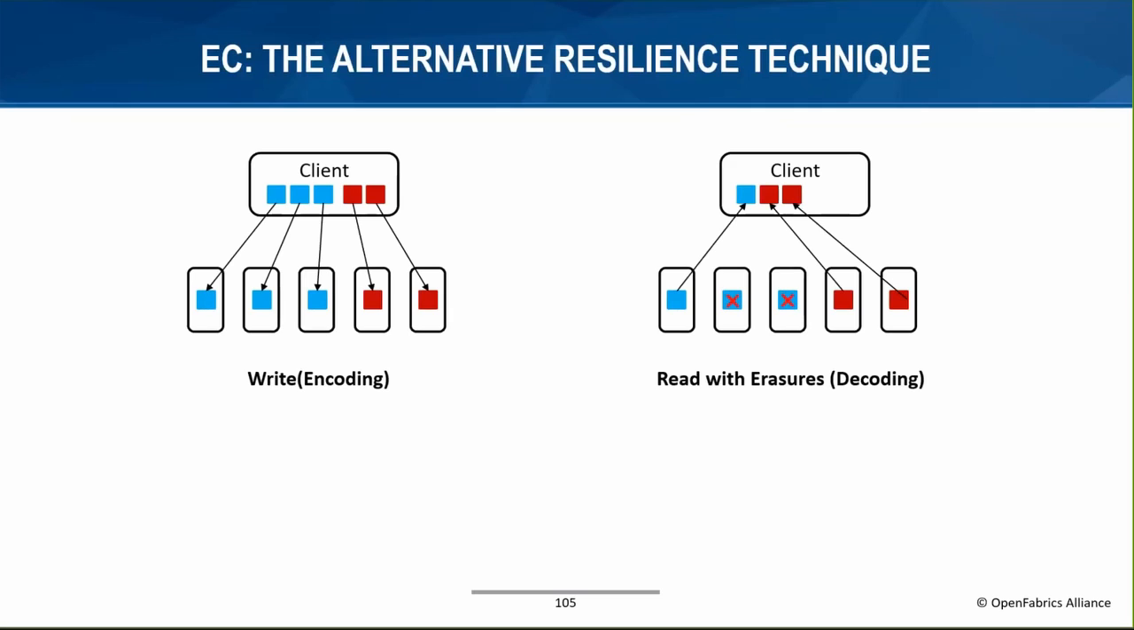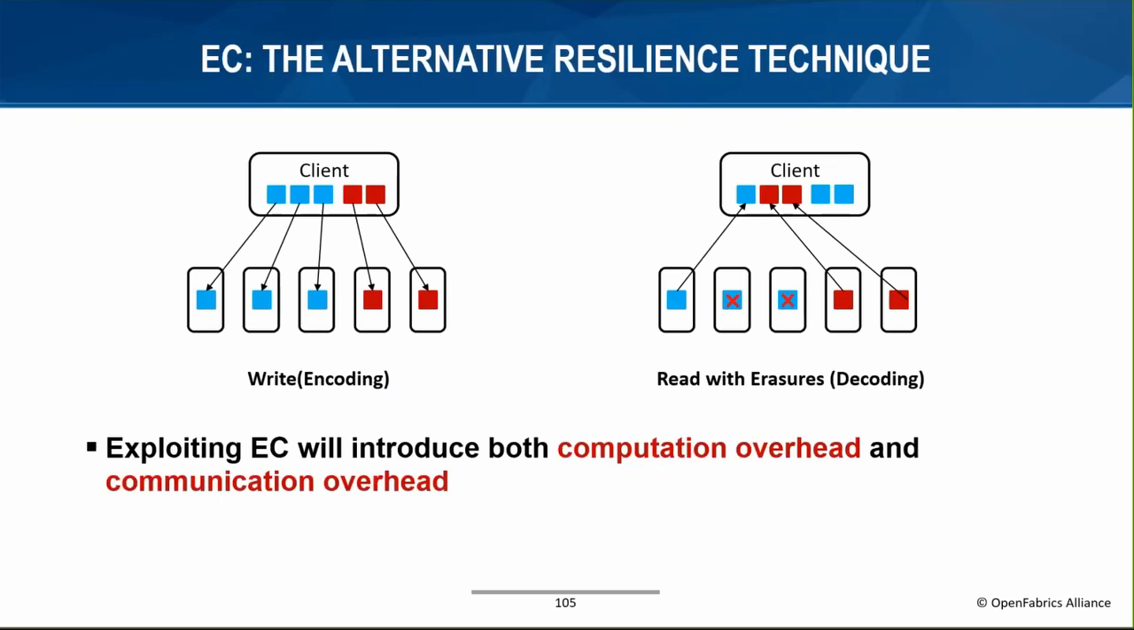Okay, so now we know how EC works. We also observe that on the client side, on the writer or reader side, there is computation, right? And these arrows basically mean communication. So EC will introduce both computation overhead and communication overhead. Basically, this is both a computation and communication intensive workload.